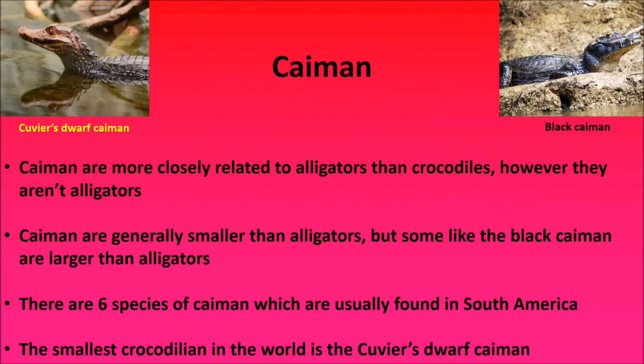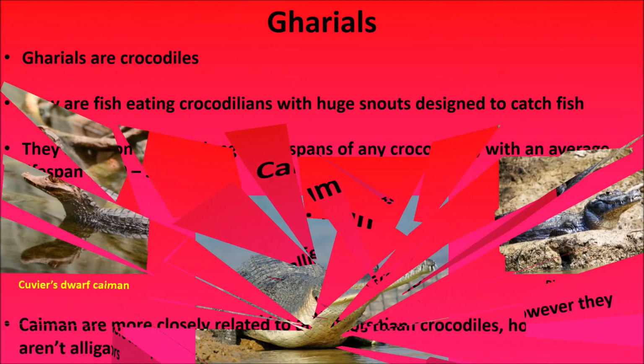Before we get into the two species that we're talking about, we're going to talk first about caiman, which are more closely related to alligators than crocodiles. However, they aren't actually alligators. Caiman are generally smaller than alligators, but some, like the black caiman, are larger than alligators. There are 6 species of caiman, which are usually found in South America. And the smallest of the caiman is the Cuvier's dwarf caiman, and it's actually the smallest crocodilian in general.